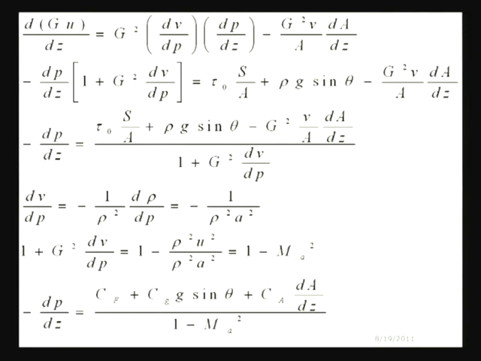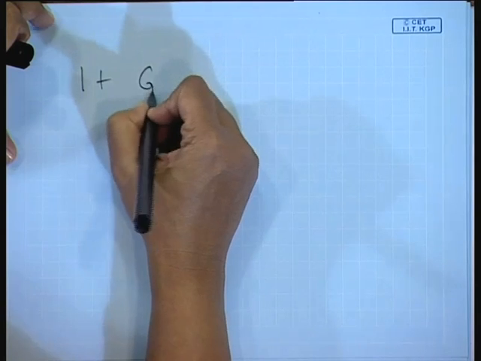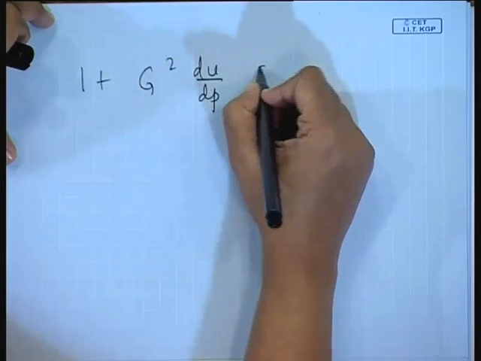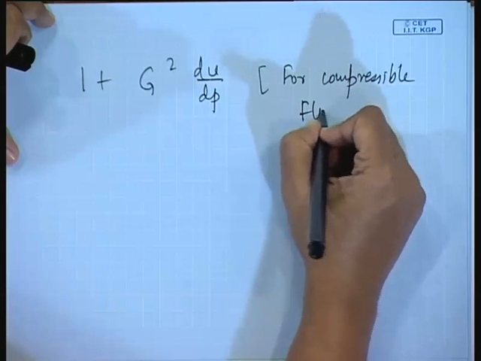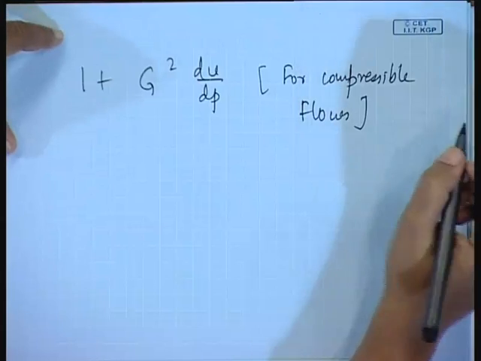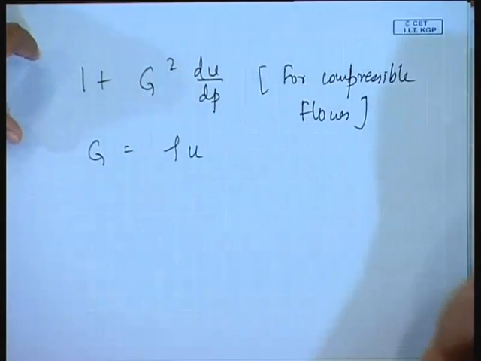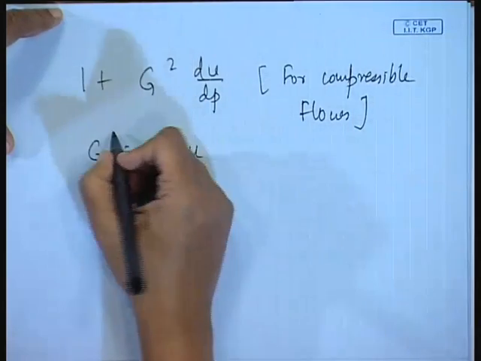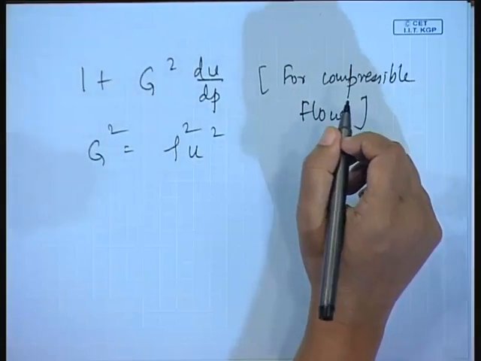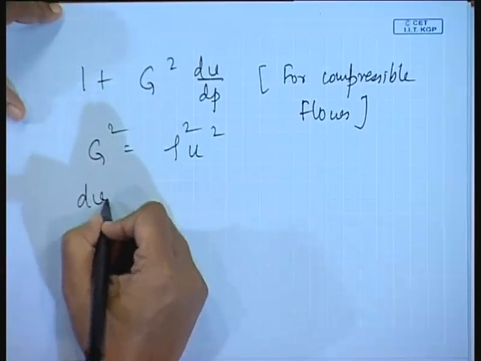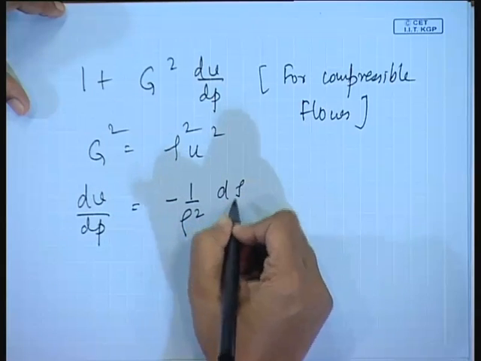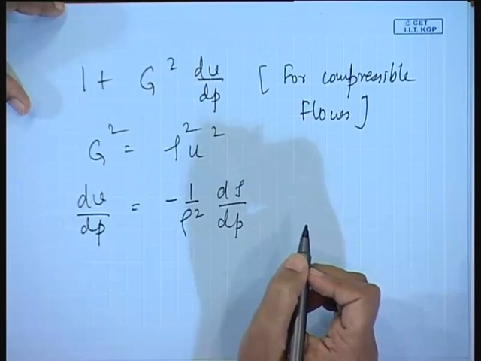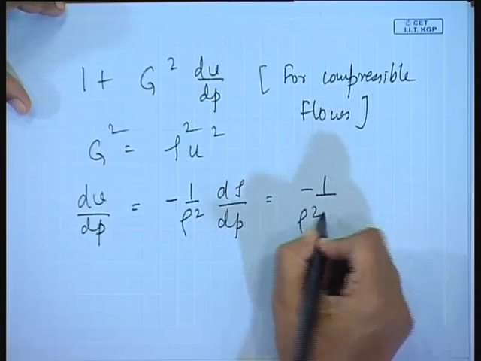Now, let us see this denominator. It is already done, but I would like to explain this further to you. This was the denominator for compressible flows. Fine. Now, what is G equal to? We know G equals rho u, is it not? Or G squared equals rho squared u squared. Fine. And what is dv/dp equal to? This is nothing but equal to 1 by rho squared d rho/dp. Agreed?